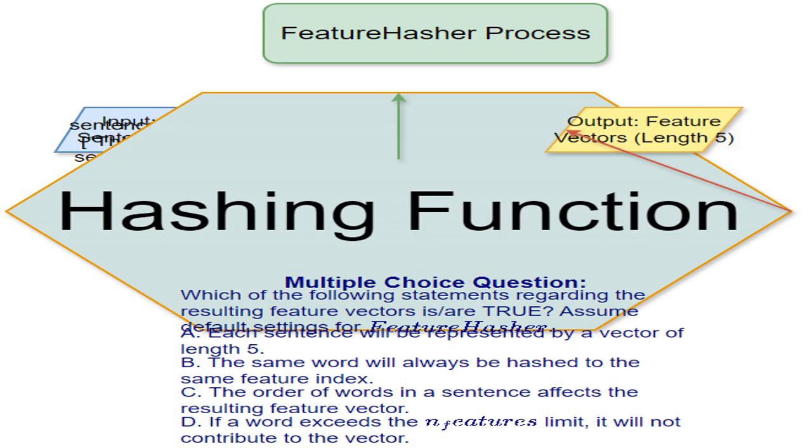To create those numbers, the FeatureHasher uses a special mathematical function called a hash function. It converts each word into a number between 0 and 4, because _n_features is 5. It's like a magic trick that turns words into unique numerical codes, making the sentences suitable for a machine learning model.